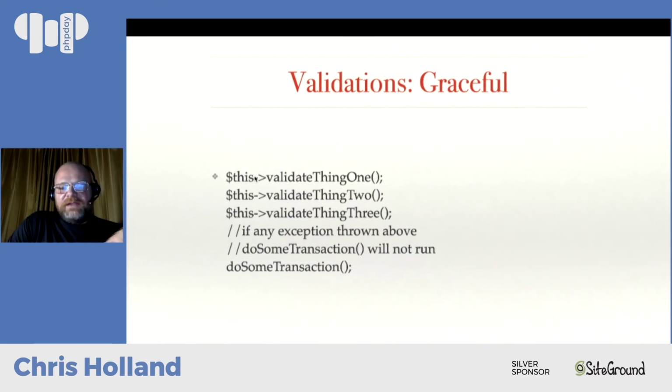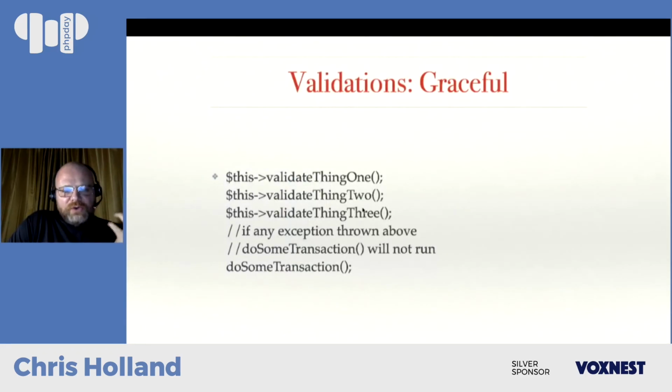Right away, you can see that there is no if else around this code. My code that used to have one layer of nesting now has no layers of nesting, right? Now my validation methods are gating methods. Each one of those methods can throw an exception, and if any of them throws an exception, do some transaction will not run, right? So we will never get to the method called do some transaction if any of those methods throws an exception.